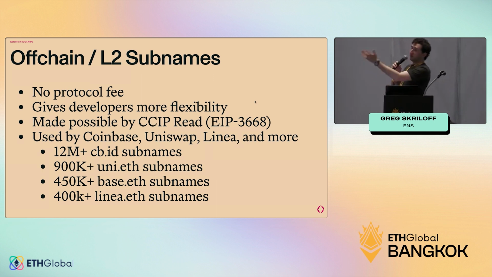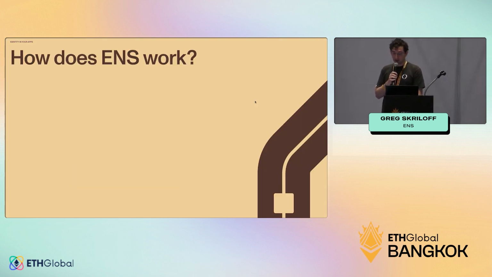You can see here the biggest one is actually cb.id. That's not .eth. That is a DNS name that they imported into ENS for free and gave out 12 million subnames of, also for free. So Coinbase actually gave 12 million users a human-readable blockchain name without paying ENS a single dollar. And that's pretty impactful when you think about it. And the others are similar, but they use a .eth name.